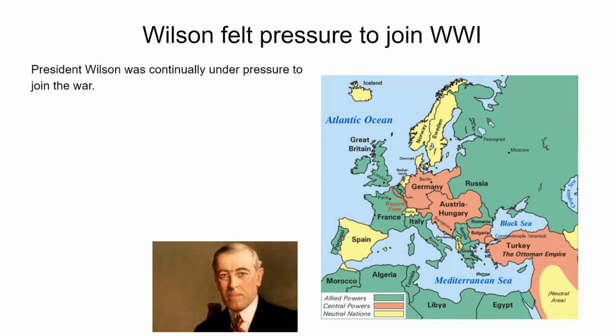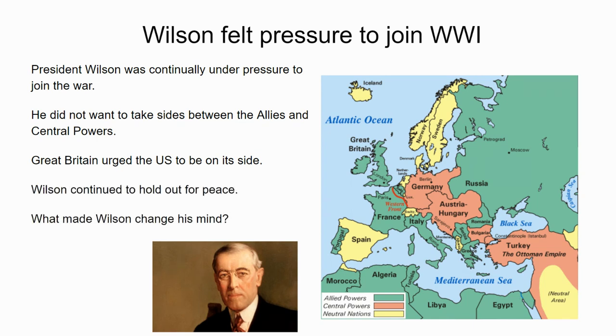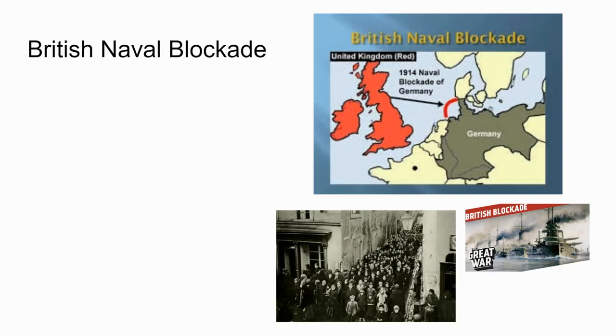Wilson was continually pressured to join the war, but he did not want to take sides between the Allies and Central Powers. Great Britain urged the US to be on its side, but Wilson continued to hold out for peace. Well, what made Wilson change his mind?